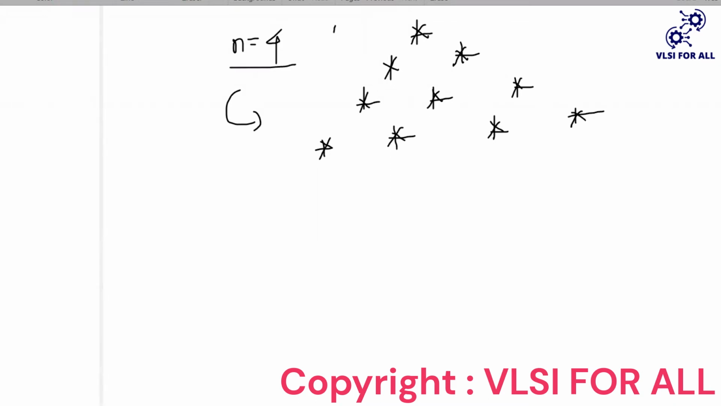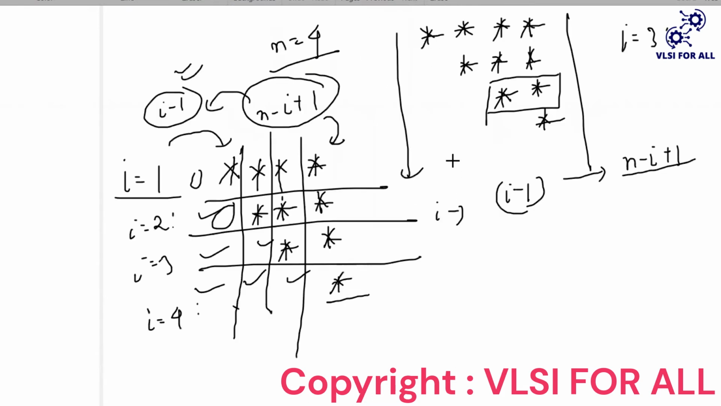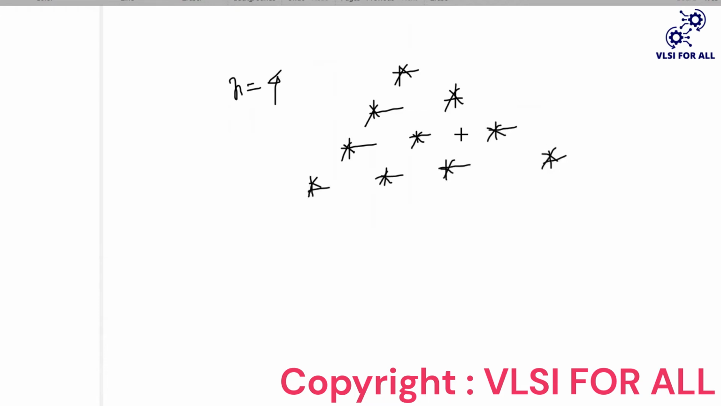Again, let's have a grid kind of structure, right? 1, 2, 3. Sorry, I think it got erased. For n equal to 4, we have outputs like this. Correct. Now let's have the grid kind of structure.